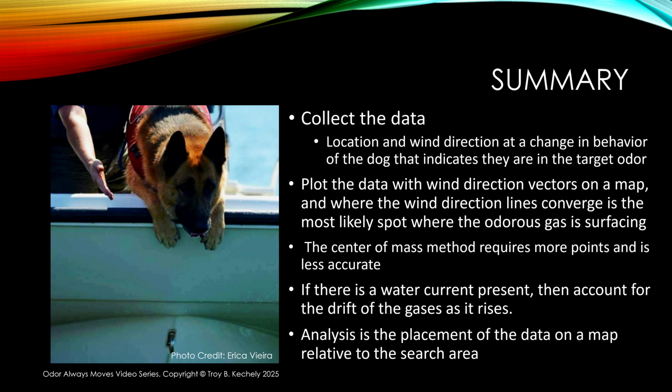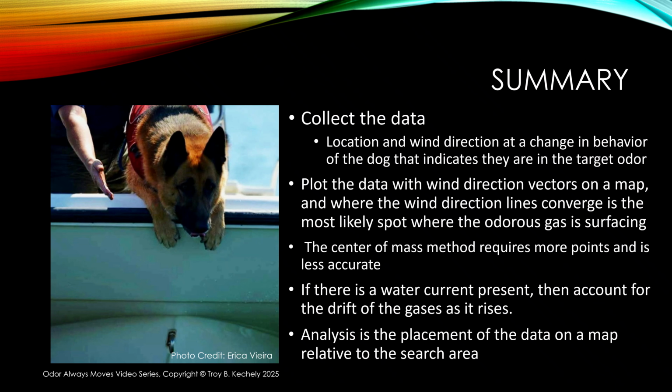Now, in summary, we want to collect the data, but it's got to be the right data. It's got to be the location relative to a known coordinate system that can be put on a map, and the wind direction bearing in relationship to a compass, at each change of behavior point of the dog. So that you're able to mark, hey, my dog hit target odor, boom, I'm going to note the location and the wind direction. We're then going to plot that data on a map with the wind direction vectors, and where those lines converge is the most likely spot that the odorous gas is hitting the surface.